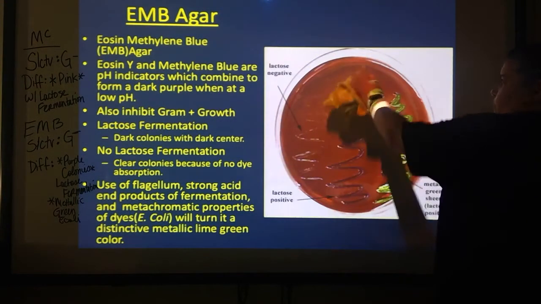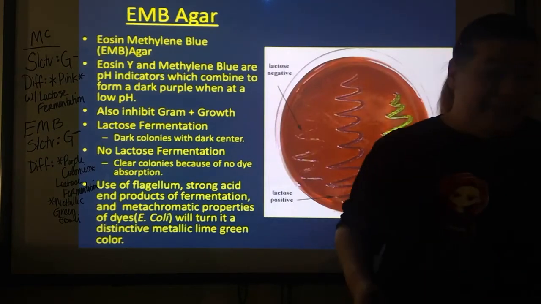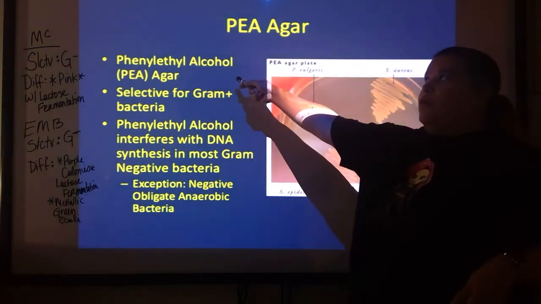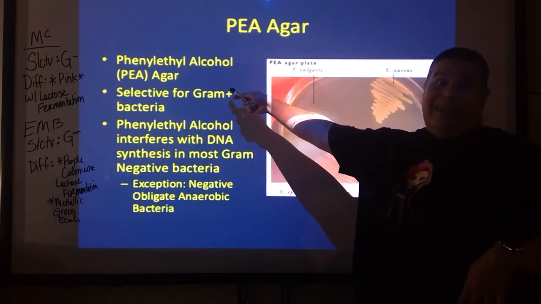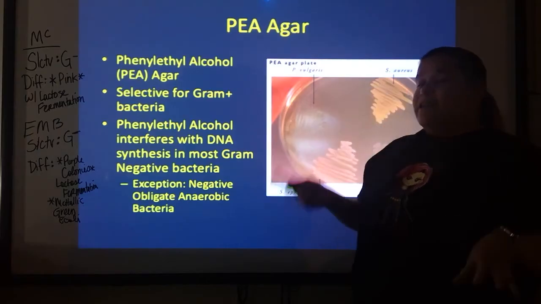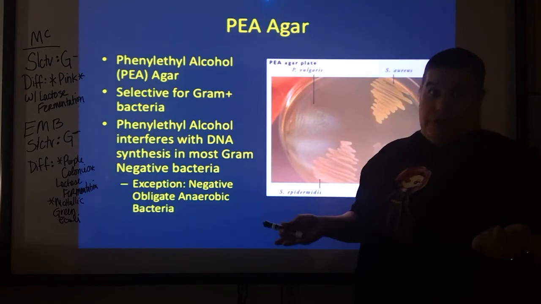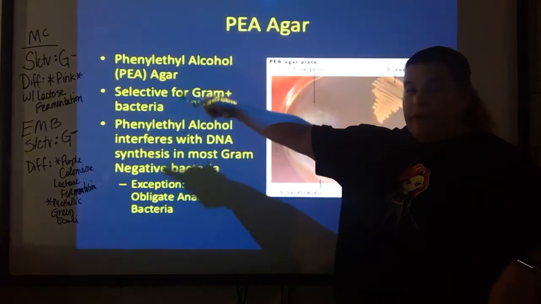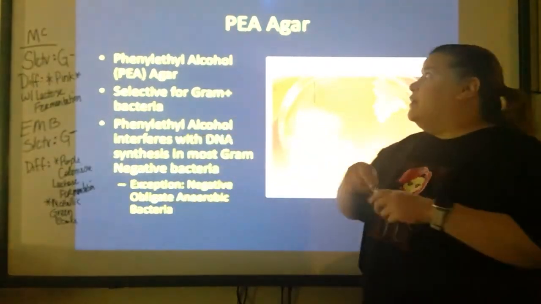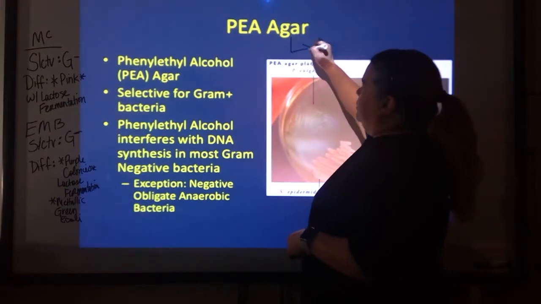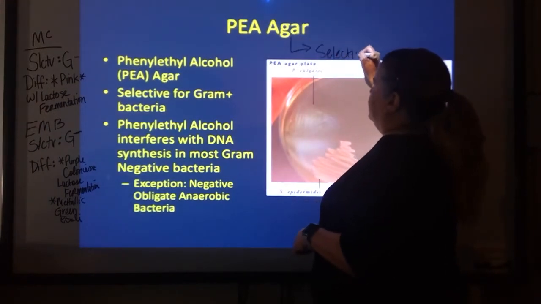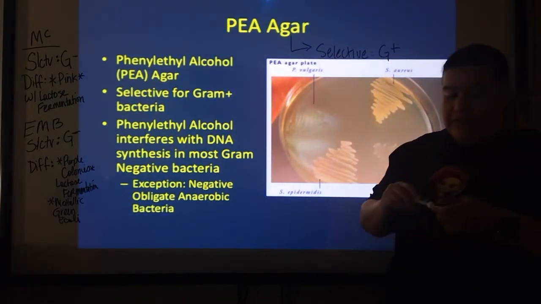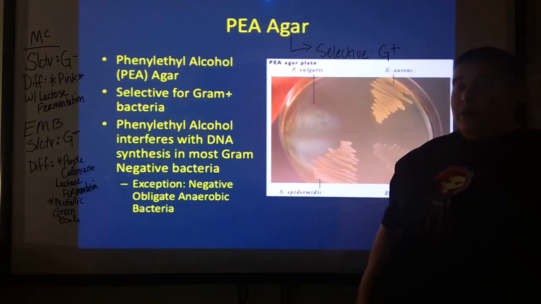The last agar that we're going to discuss and actually use in the lab today is PEA, phenyl ethyl alcohol. PEA is just easier to say than phenyl ethyl alcohol. This is the only agar out of the 3 that selects for gram-positive. The other 2 are selective for gram-negative, both MacConkey and EMB. PEA is selective for gram-positive, meaning if I'm a gram-negative bacteria and you put me on PEA, I will not grow.